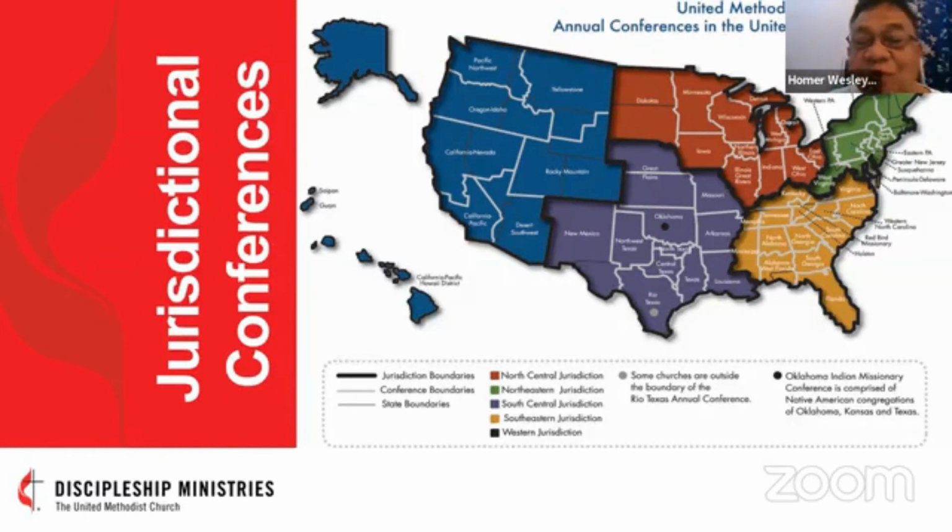And then, Western Jurisdiction. Okay. Itong blue: California, Desert Southwest, California Pacific, California Nevada, Rocky Mountain, Yellowstone, Oregon, Idaho, and Pacific Northwest. Okay, so basically, dun sa Amerika, yung annual conferences are called jurisdictions. At ang bawat jurisdiction ay nag-i-elect ng kanya-kanyang bishop.